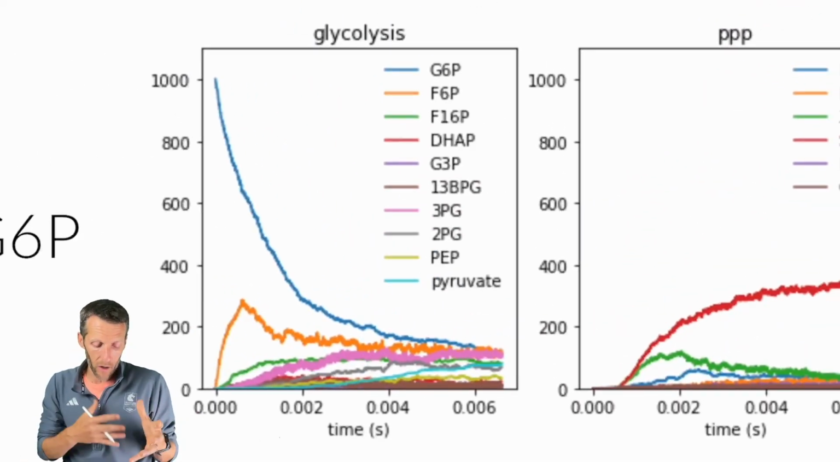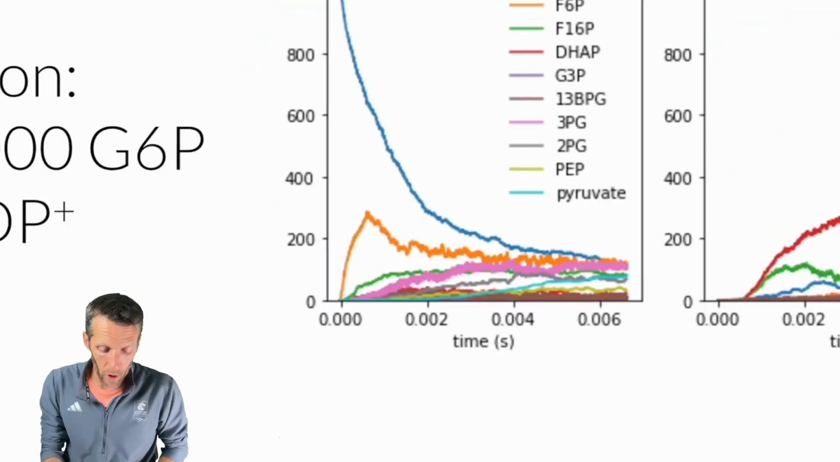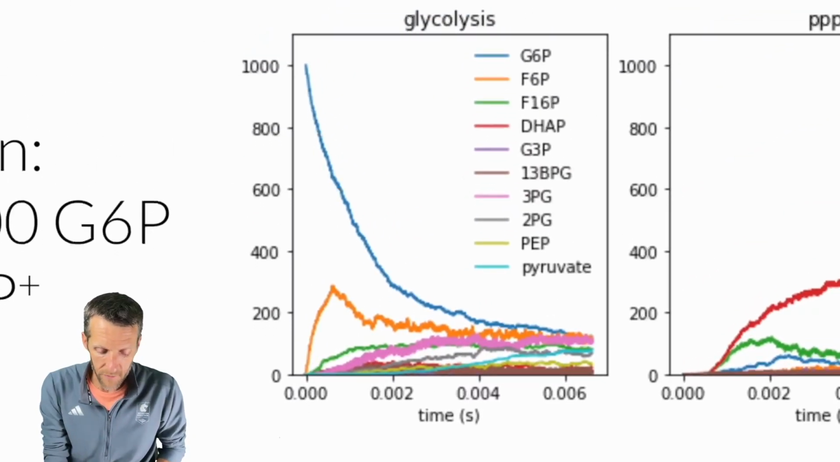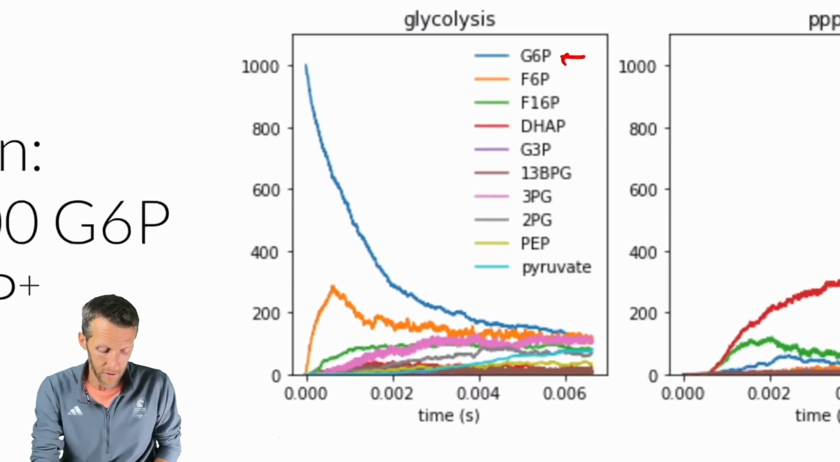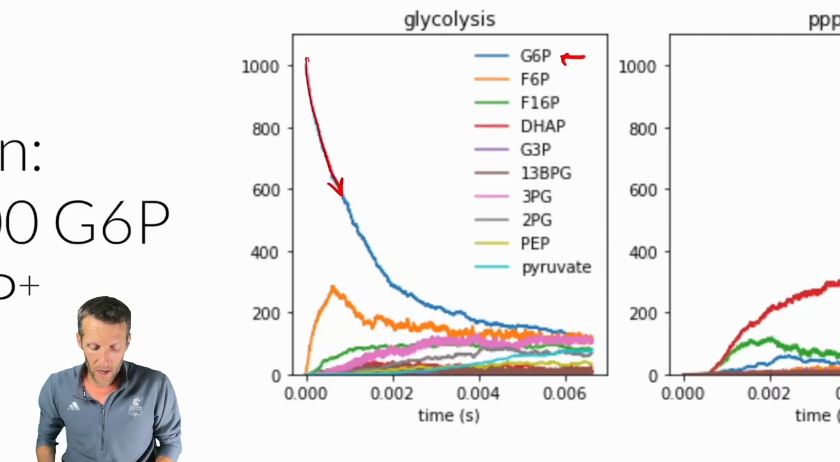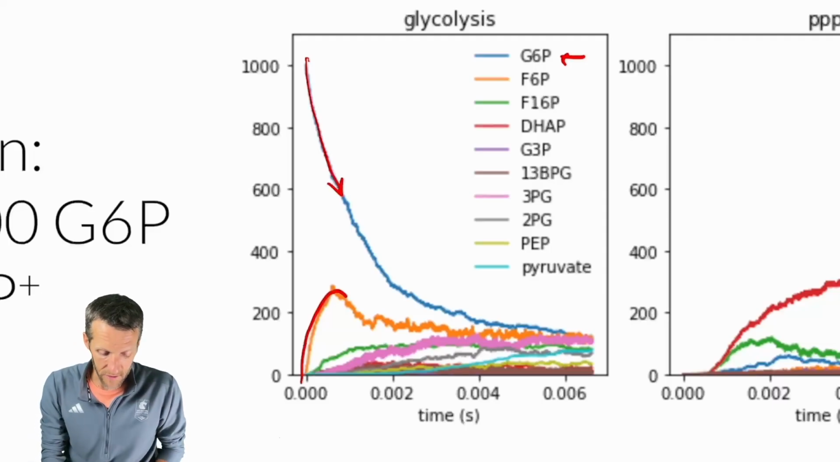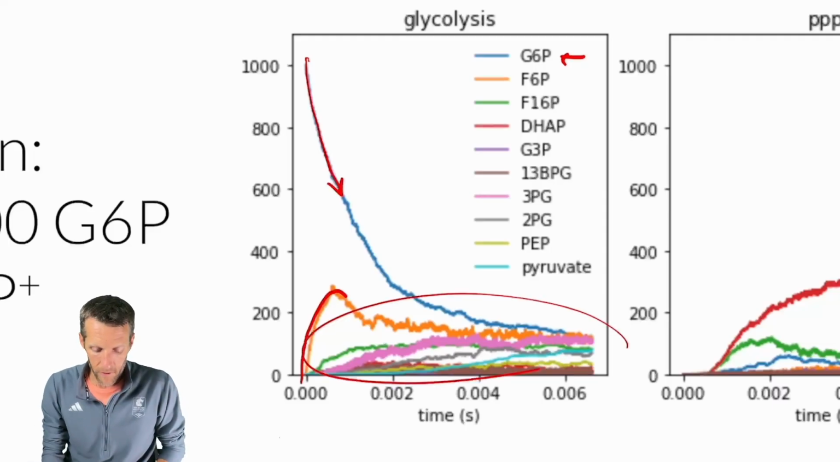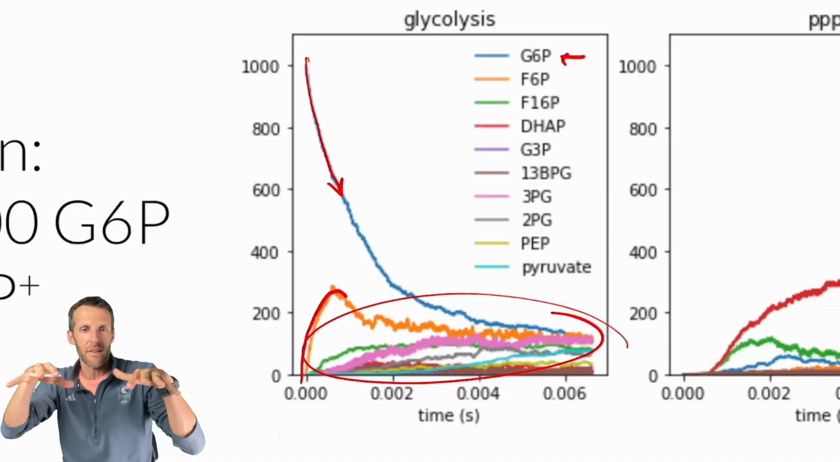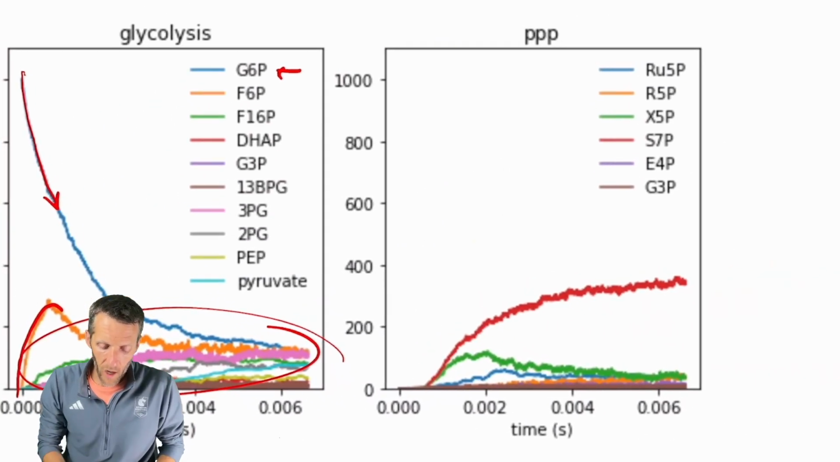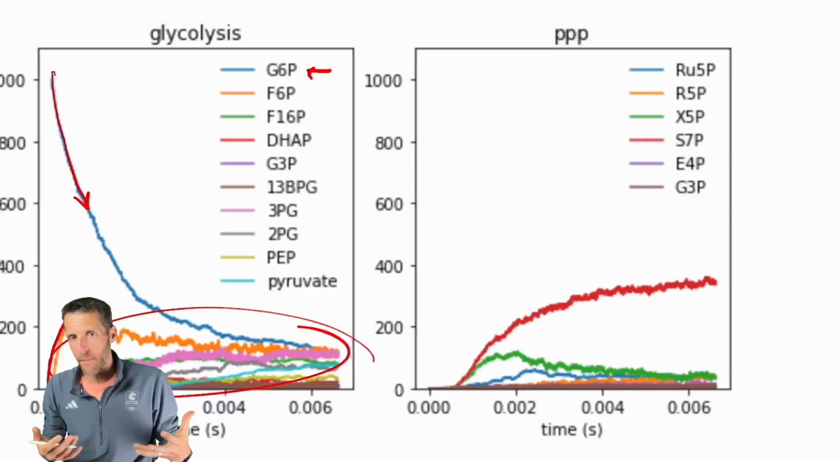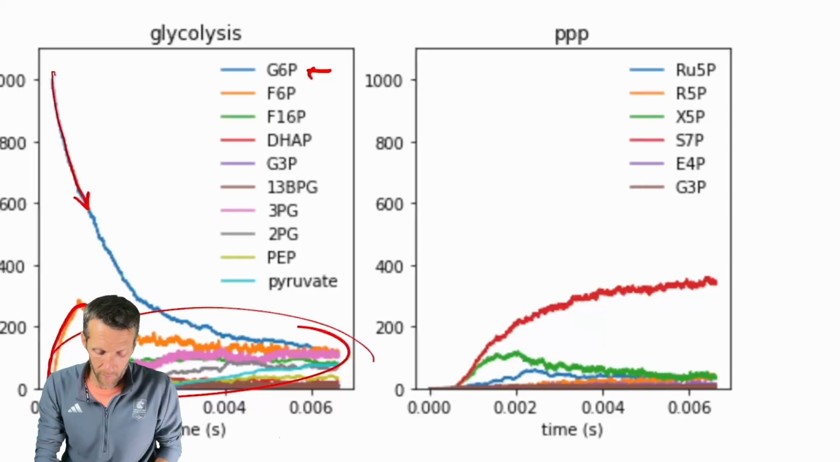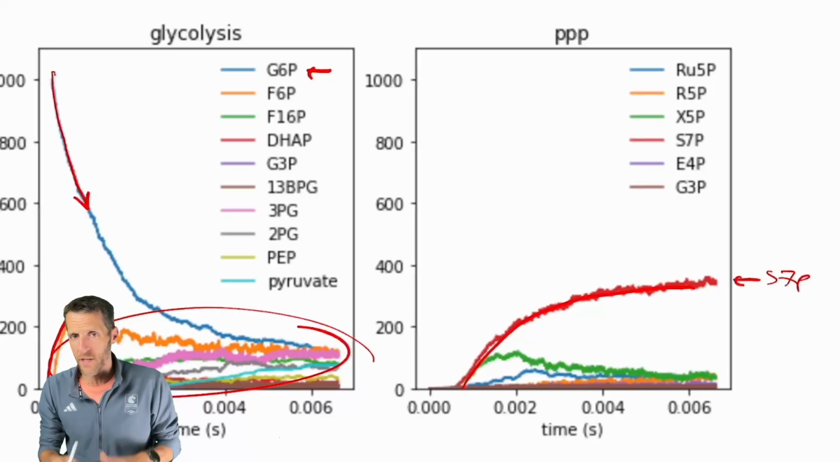But what I'm showing here are different molecules. So we started out with a lot of glucose 6-phosphate, right? That glucose 6-phosphate concentration is in blue. It starts to go down. Then we see things like fructose 6-phosphate accumulate, and then all the other molecules in glycolysis reach some kind of steady state level. And then if we look at the pentose phosphate pathway, at least in my very simple implementation of it, it turns out that S7P ends up being the most dominant molecule.